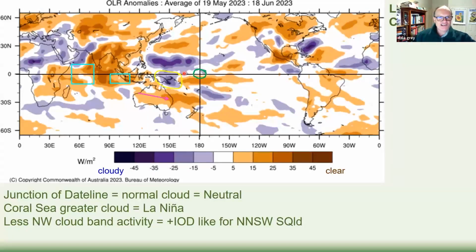Cloud patterns. The international dateline junction with the equator, normal cloud there at the moment. There had been an abundance of cloud for almost 3 years with the La Niñas we had. A large amount of cloud in the Coral Sea over the top of the warm water is still very much a hangover of the La Niña and remotely unlike El Nino. And we've just got a complete lack of cloud over the Indian Ocean, and I'm not sure what to think about that.